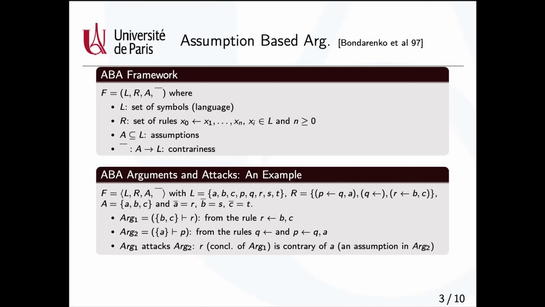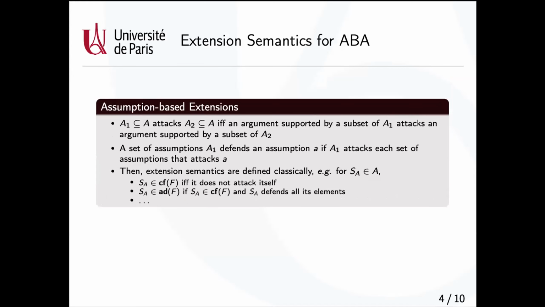And then to construct the attack relation, very simply, we say that an argument attacks another one if there is a notion of contrariness between the conclusion of an argument. So here, for instance, R is the conclusion of arg1, and it is the contrary of an assumption which is involved in the building of the other argument. So since R is the contrary of A, we say that arg1 attacks arg2. So this is it for the background notions about ABA.